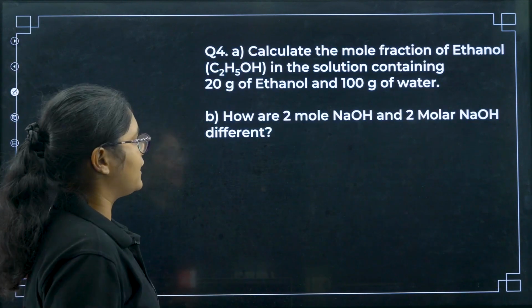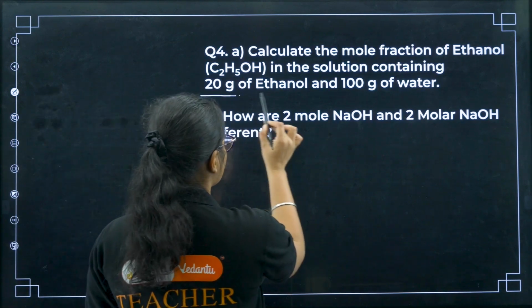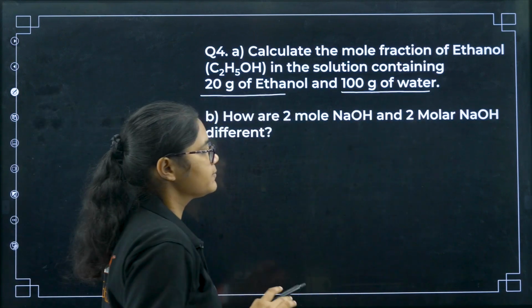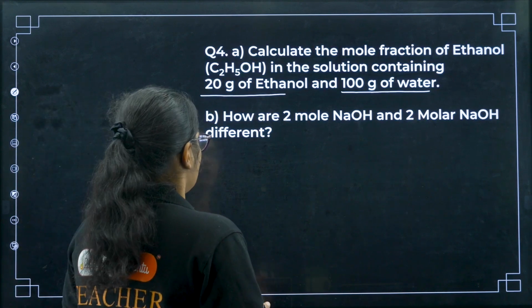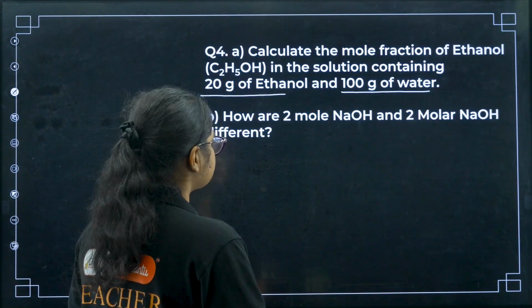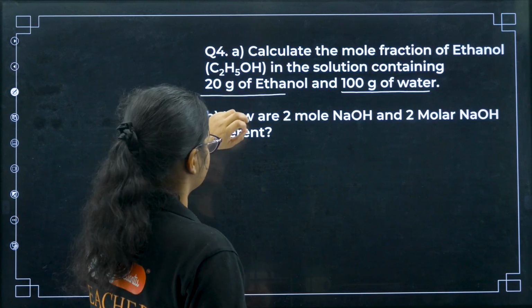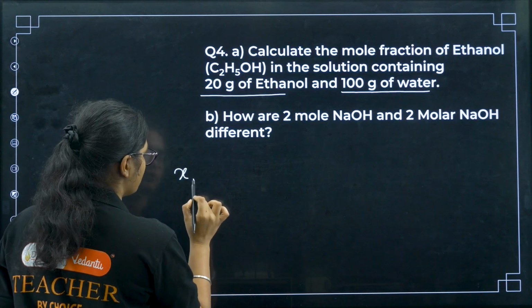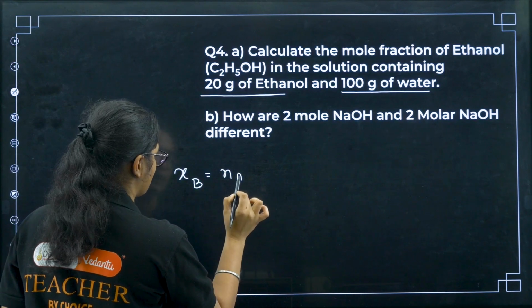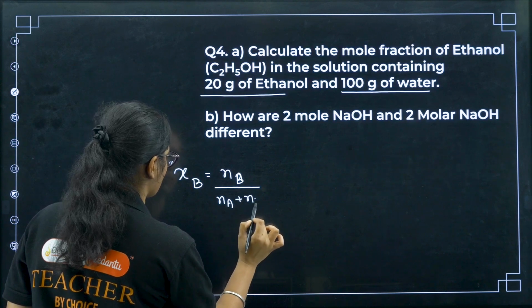Next, question number 4: calculate the mole fraction of ethanol in a solution containing 20 gram of ethanol and 100 gram of water. Very simple question, direct mole fraction based question. Now, you have to calculate the mole fraction. What's the formula of mole fraction? Mole fraction of any component is equal to number of moles of that component divided by the total moles of components.